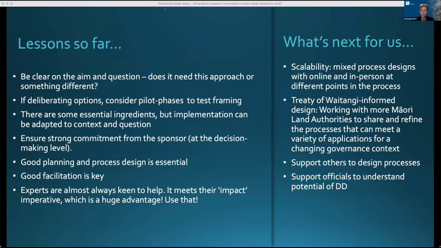And of course, the other piece of work that we're doing is supporting others to design their own processes and sharing our knowledge, and promulgating the opportunities and the benefits and the potential of deliberative democracy processes with officials. There's been, as I said, a snowball effect of what we've done so far, but we've been really delighted with the responses from different levels of government coming to ask us more about these and how they can be applied in other policy questions that they're working on.